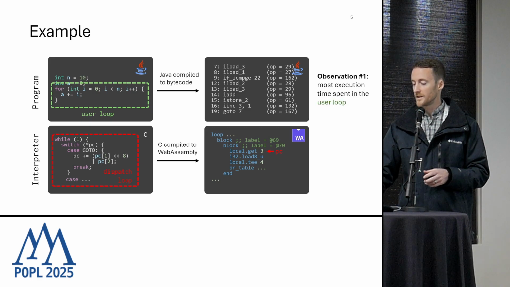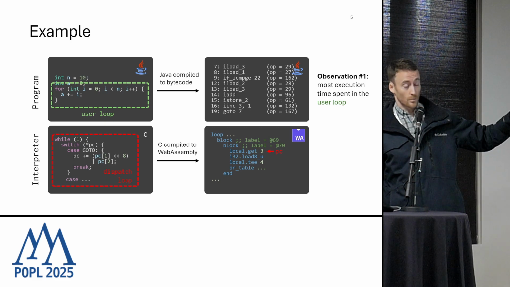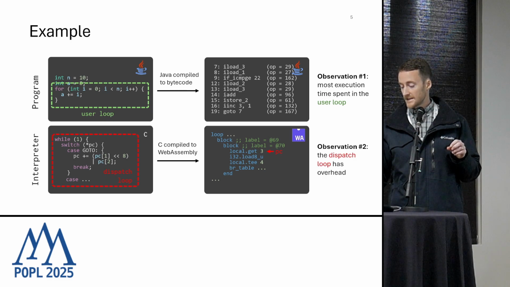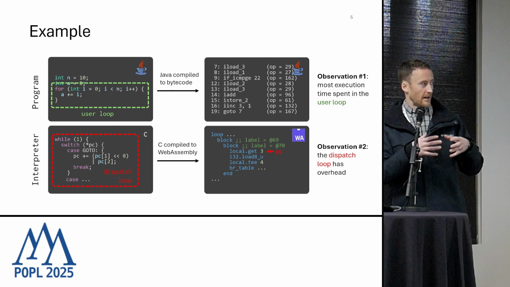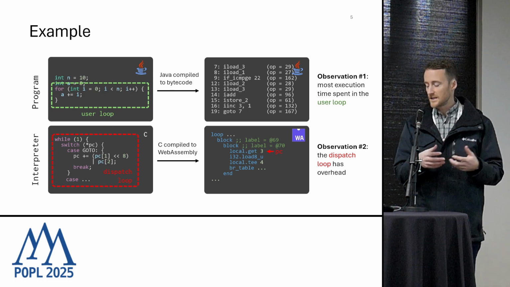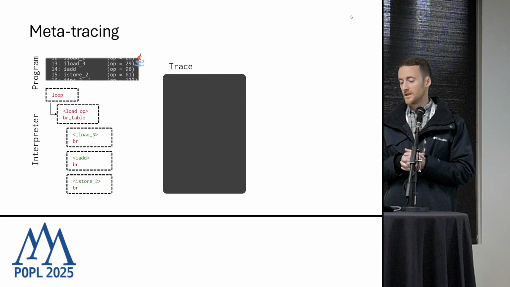And so two observations here. Most of the execution time is spent in this user loop or due to this user loop. And secondly, when we're interpreting this Java bytecode, everything related to the dispatch loop has overhead. And so what does meta tracing do to improve this?